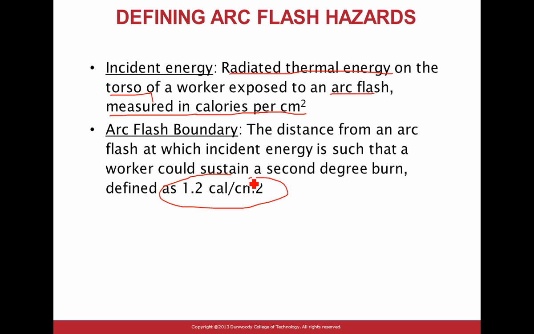And that's the amount of energy that they put into categories for all these arc-rated gear, clothes that you wear. They're assuming, this is on the test too, 1.2 calories per centimeter squared is a curable burn. If you land 1.2 calories of heat per centimeter squared on your flesh, that's curable. More than that is a non-curable burn. That's their cutoff. So everything here is based on a cutoff of 1.2 calories per centimeter squared at 18 inches, when you do the calculation, 18 inches away from the energized object.